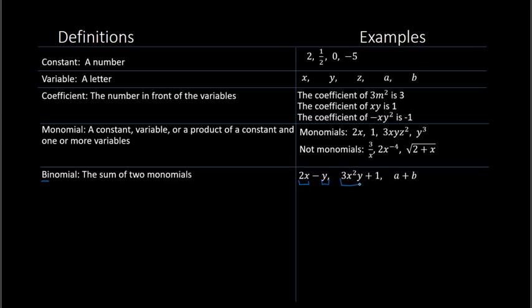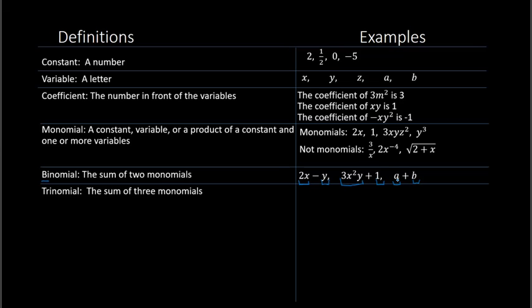Here we have one monomial, 3x squared y. Here's another monomial, and it's separated by a plus or minus sign. Same thing here. a plus b, we have 2 monomials being added together. So that would be a binomial.